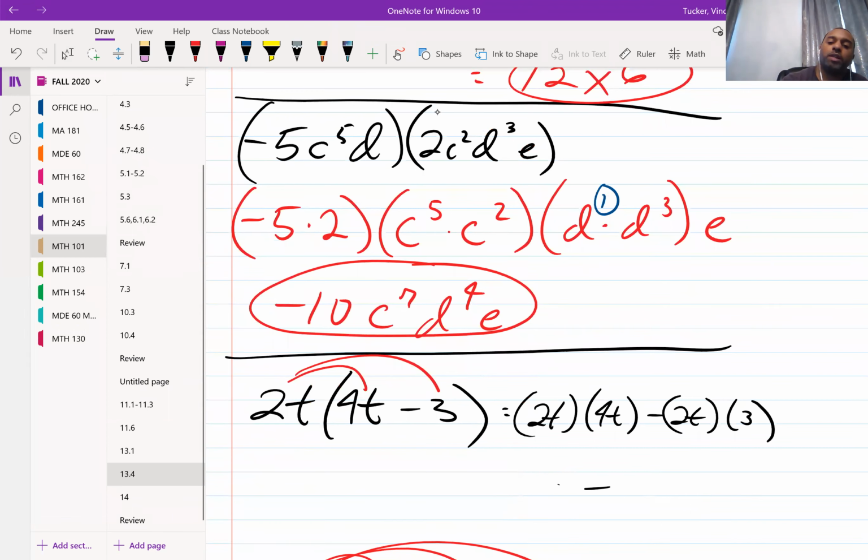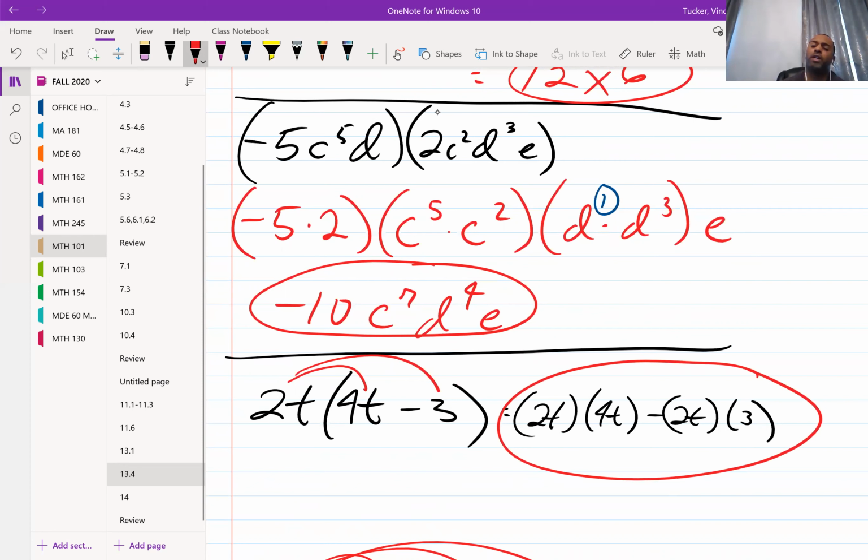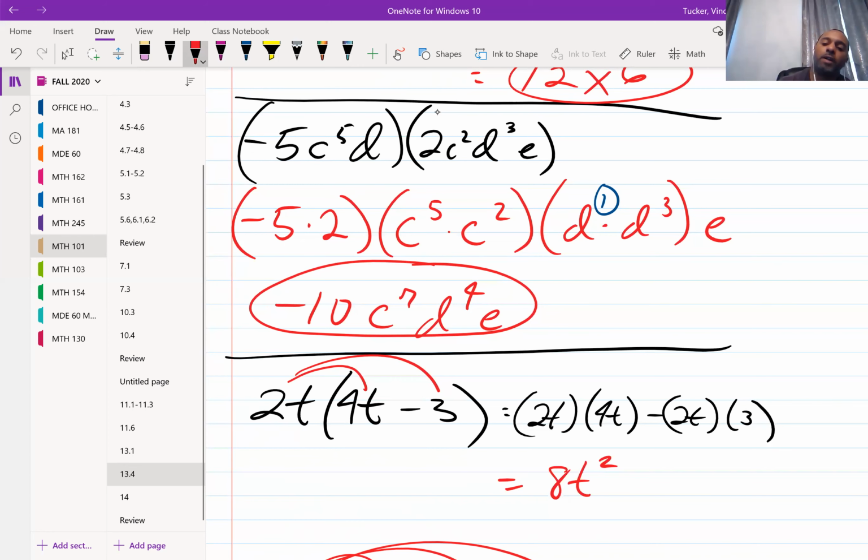All right, so for this next one, if we have a minus sign or a plus sign in between terms, you're going to distribute. So that's going to be 2t times the 4t, and then 2t times the 3. Once again, this is how you would be processing what's going on. You don't necessarily have to write that out, especially once you get more comfortable with the process. So 2t times 4t is going to be 8t squared. 2 times 4 is 8, t times t is t squared. And then 2t times 3 is 6t.